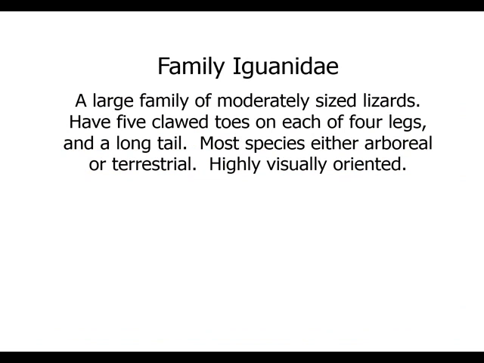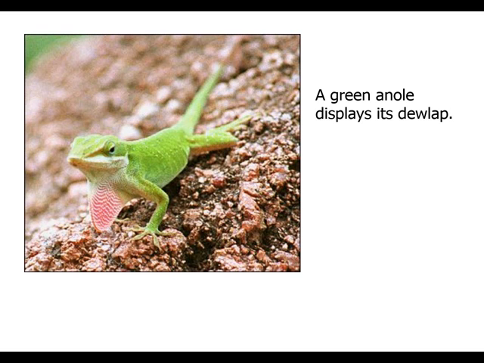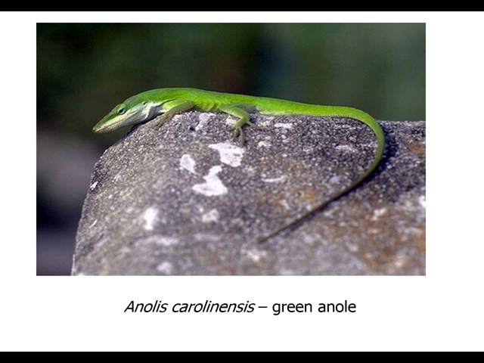The family Iguanidae, the most common of our lizards. Five clawed toes on each of their legs. Most of them are climbers, and they are very visually oriented. They have some behaviors that take advantage of that. This is by far our best known lizard, the green anole, which is not always green. They're brown or green, and they have a dramatic ability to change color. The males have a distinctive dewlap, which they use as a display. It's a secondary sexual characteristic that they'll use in displaying.